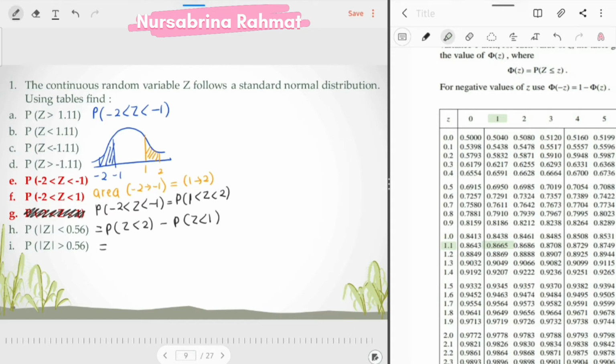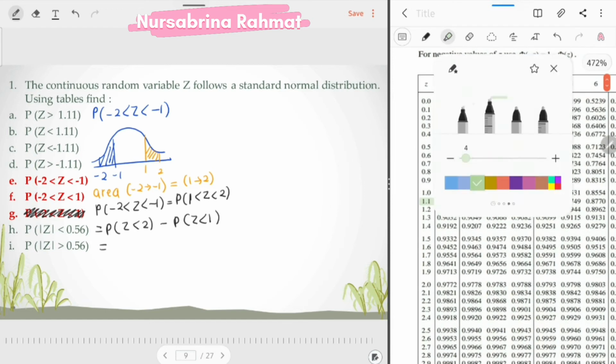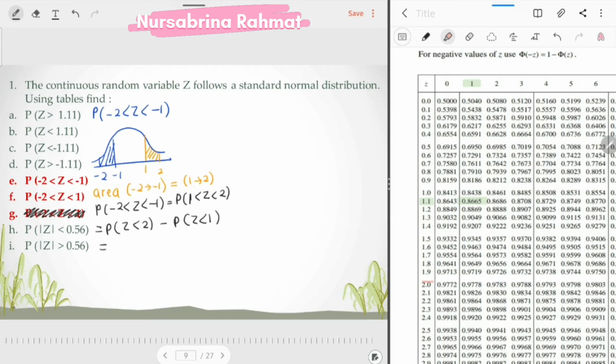For Z less than 2, refer to your standard normal distribution table. When your z score equals 2.0, with the top row at 0, it's 0.9772. Minus when your Z is 1.00, which is 0.8413. We just press the calculator to get our final answer: 0.9772 minus 0.8413 turns out to be 0.1359.